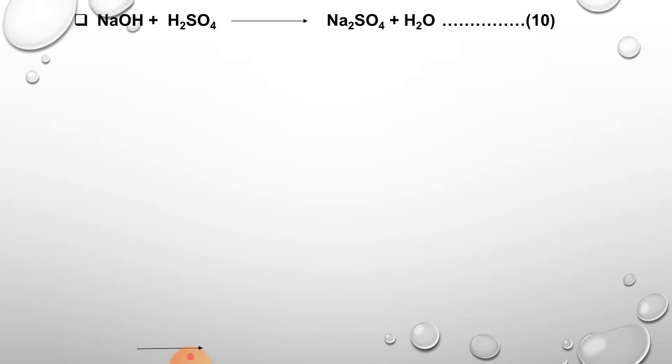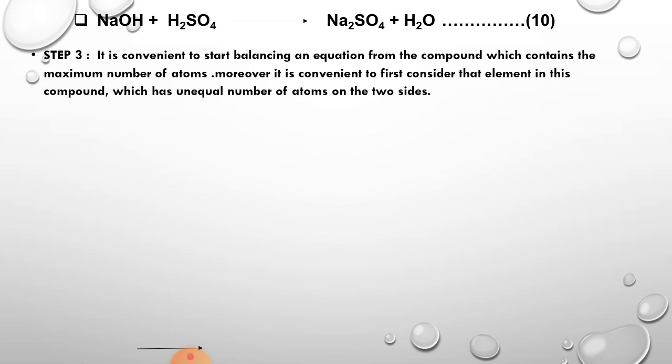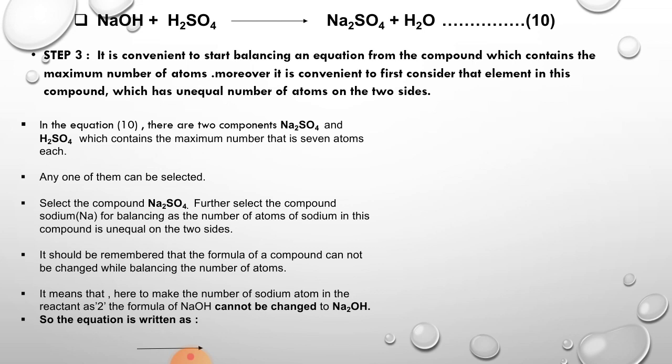Okay, so it has 3 and 2. That means Na and H are not balanced. Okay, so in equation number 10, there are two components, Na2SO4 and H2SO4, which contain the maximum number, that is 7 atoms.